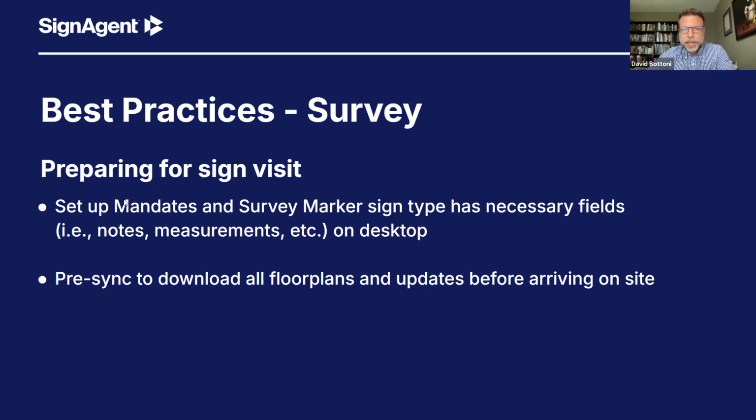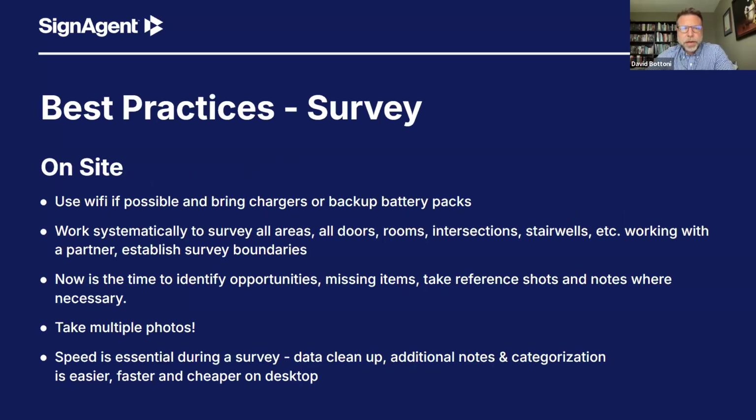So while you're on site, that's a different story. Once you're there, you want to connect to the Wi-Fi if there's one possible. The other thing to keep in mind is that you're potentially working there the full day. You may want to bring chargers or battery backups because it does take up a lot of battery power. So once you're there and you start working, you go to your floor plan. You want to work systematically to cover all areas. So you'll see the floor plan. You want to inspect all doors, rooms, intersections, and stairwells to see if there are any signs there.